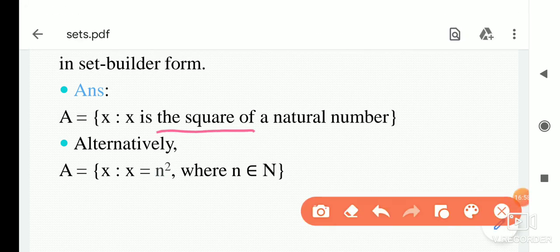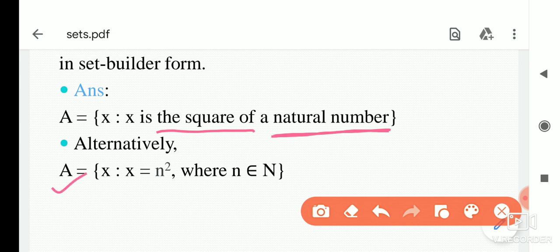These are the squares of numbers. So x is the square of a natural number. Here you have to always remember types of numbers also: what are the prime numbers, what are the natural numbers, what are the complex numbers, and other types of numbers. If you read those, then you will be able to define any set. If you are given a different example, then you will be able to identify those numbers as well. So alternatively, how can you write this?